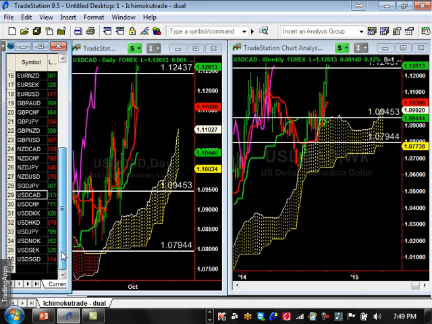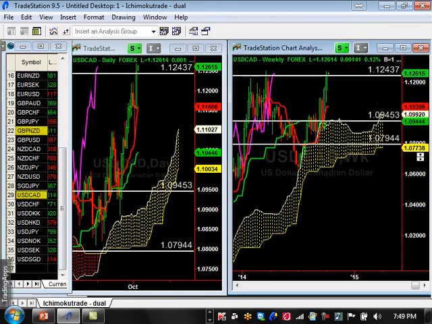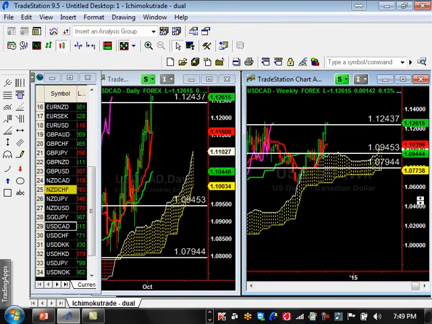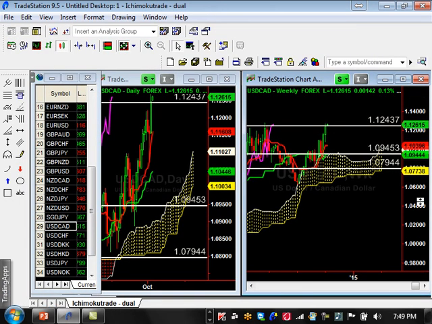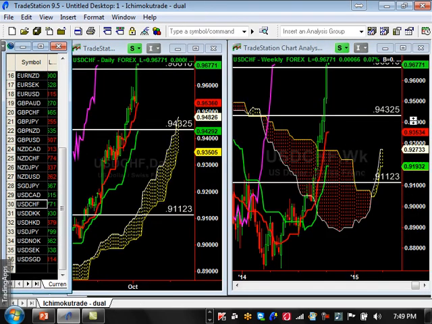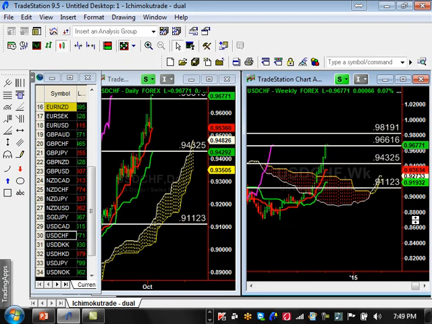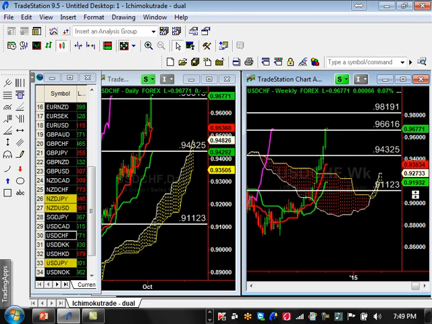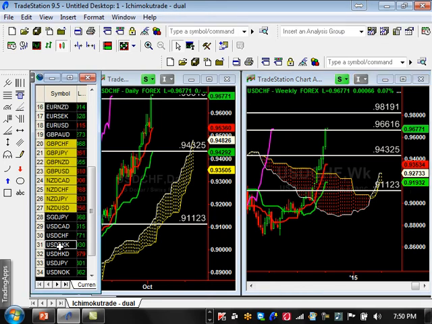US CAD. Here you can see the US CAD is at a major resistance level at 1243. If it breaks that, next level is going to be 1300. US Switzy, and you're going to see this in pretty much all the US pairs. Nice upward movements last week, and they're pretty much at a resistance level. This one's at 96.61. Next one's going to be 98.19.